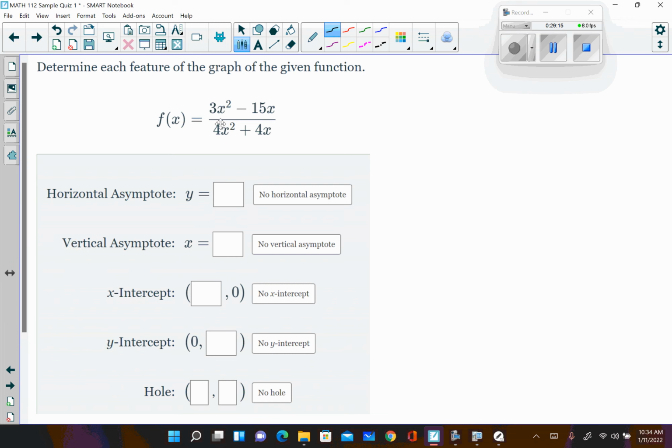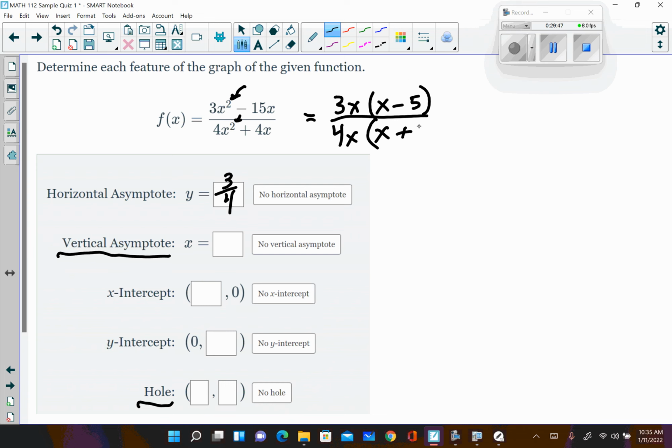The horizontal asymptote for this function, because the degree of the numerator and the degree of the denominator are the same, is the ratio of the leading coefficients. So y equals 3/4. Before we find the vertical asymptote and or hole, we're going to factor. The numerator is the same as 3x times x minus 5. The denominator is the same as 4x times x plus 1.